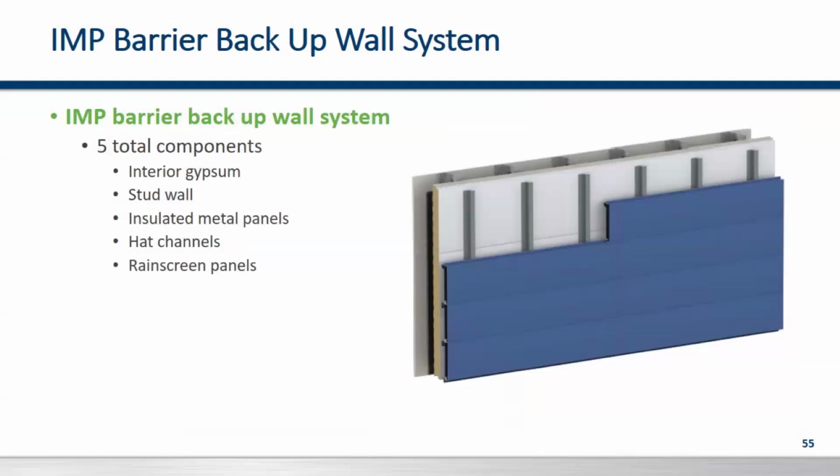Now, when designing with a barrier backup system, there are some considerations that take place. And we can take that 8 to 9 different component system and turn it into approximately 5 different components. We would have those architectural, say, Rainscreen panels or hat channels, that insulated metal panel, which is providing that vapor and air barrier and thermal performance. And then, of course, your interior primary structure, along with, say, interior gypsum if you're finishing the inside of the building.